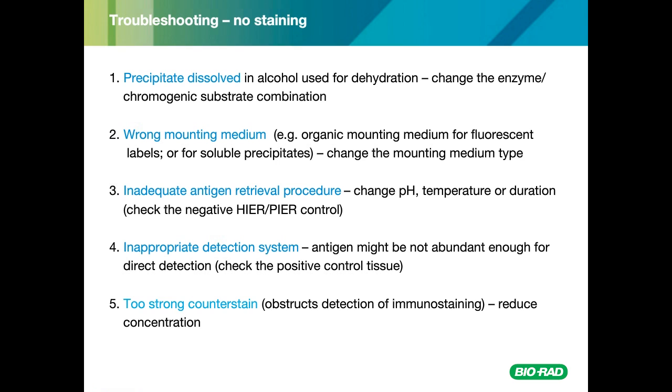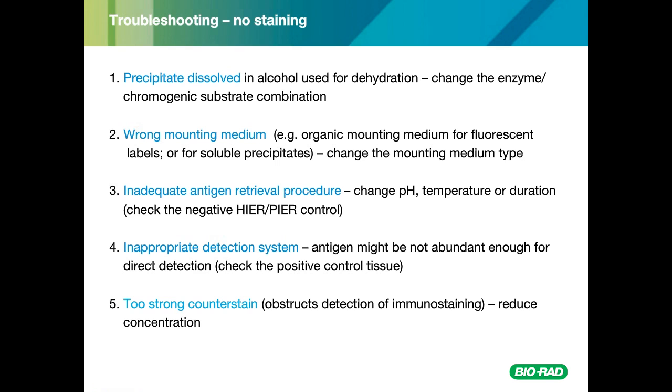Scenario 2. You could be using the wrong mounting medium type. For example, an organic mounting medium for fluorescent labels or for soluble precipitates. Scenario 3. The antigen retrieval procedure might have been suboptimal, and the antigen you were trying to detect remained masked. You can change the pH, temperature, or duration in order to improve the antigen retrieval process. Also, check the negative control to see if there's a difference between having performed the procedure or not.